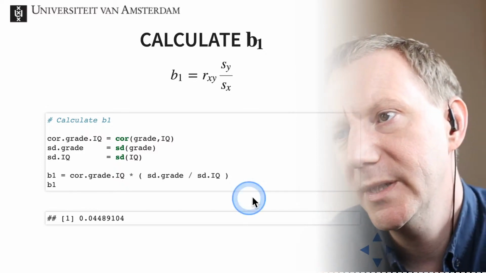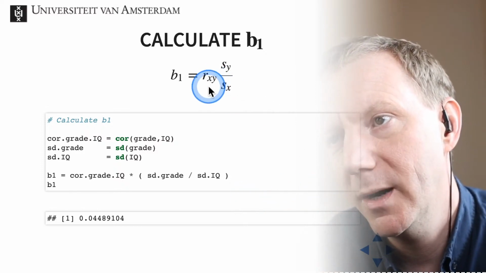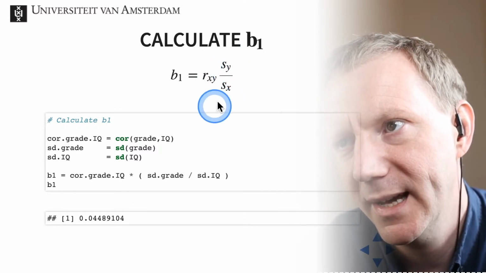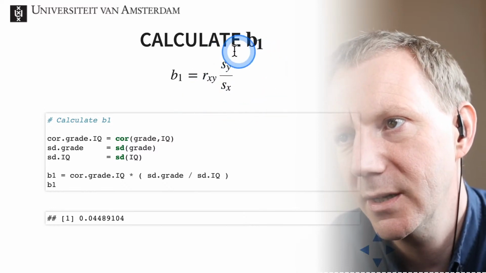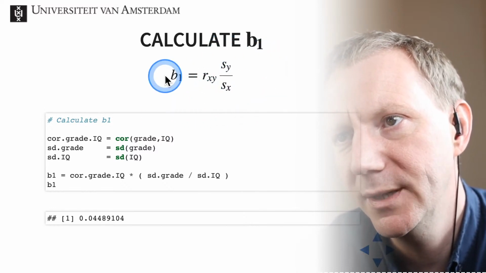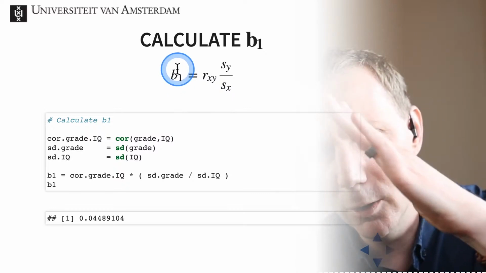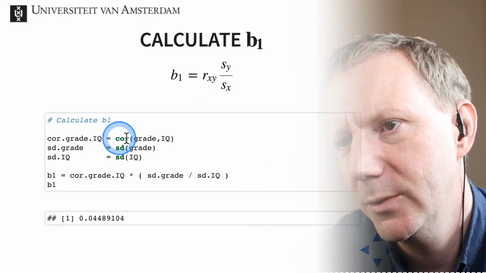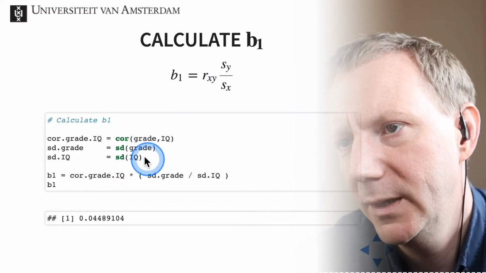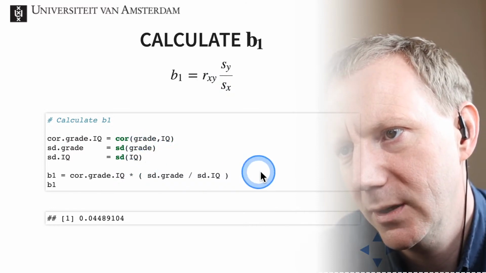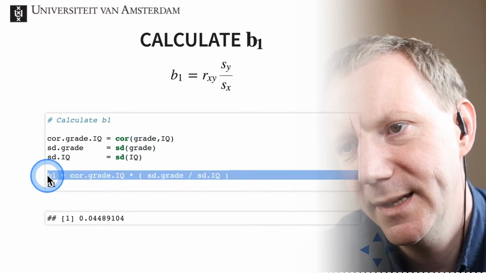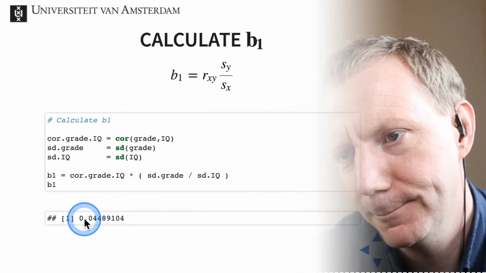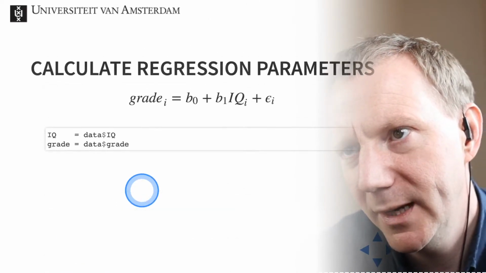So what we need to determine this is the correlation between x and y, and we need the standard deviation of both y and x. So if you apply this calculation, you get the value of the slope in essence. Well, that's not that hard because we only need the correlation between grade and IQ, the standard deviation of grade, and the standard deviation of IQ.